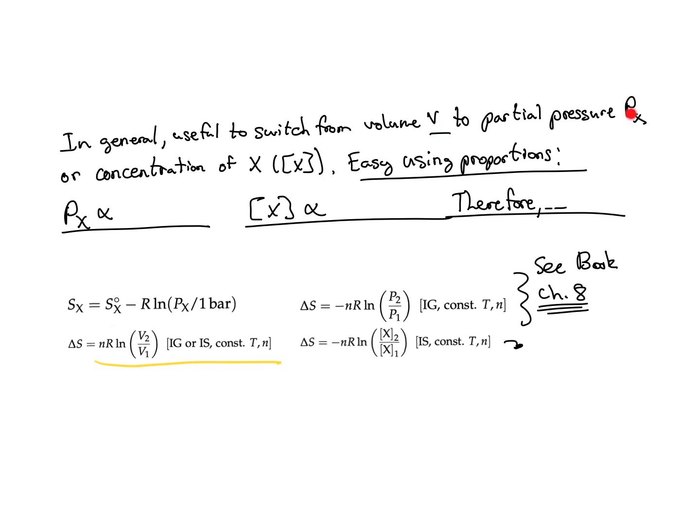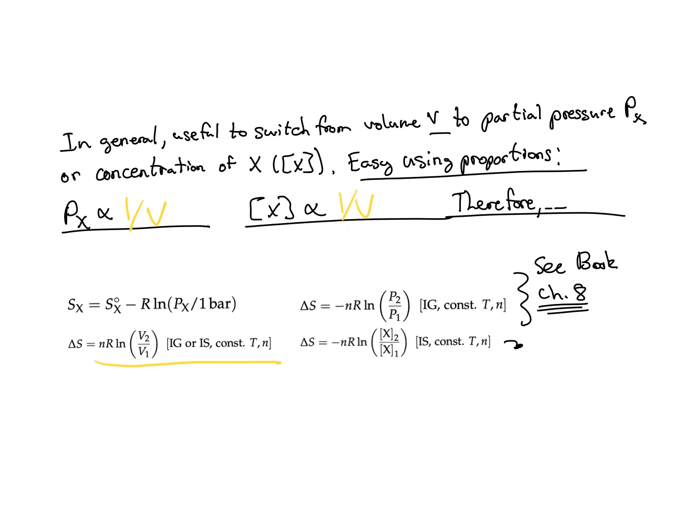If we switch from volume to partial pressure, we can do that using proportions. The partial pressure is proportional to 1 over the volume. And the concentration is also proportional to 1 over the volume. If I double the volume, my concentration cuts in half. If I double the concentration, that would be equivalent to cutting my volume in half.